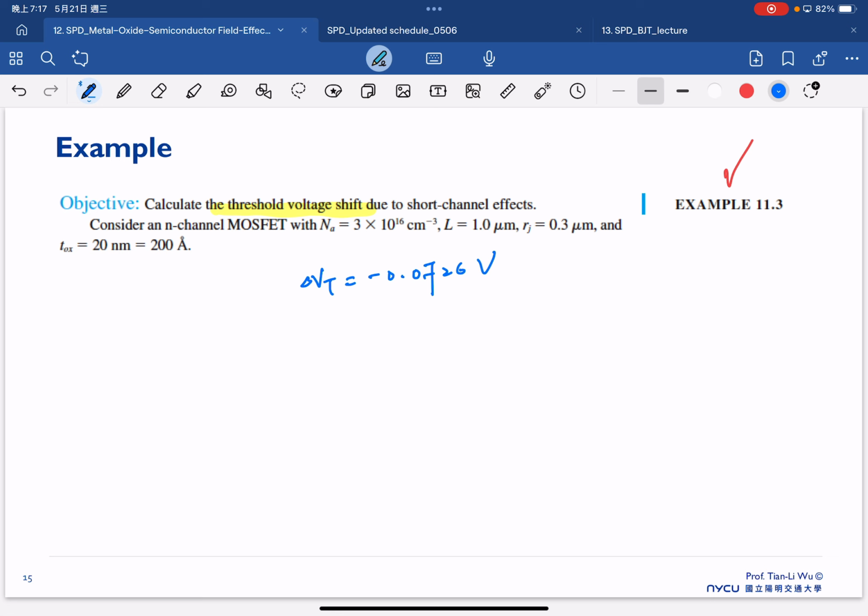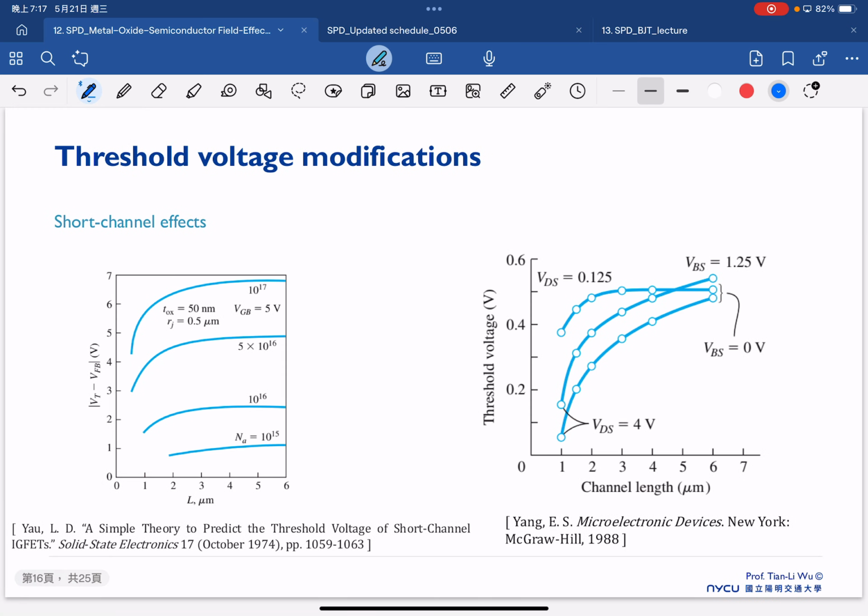But in reality, more important is this graph. In this graph, we don't use any equation, but it comes from real experimental results. As we can see, when the channel length decreases from 6 to 1 micrometer, we can clearly see our threshold voltage decrease.